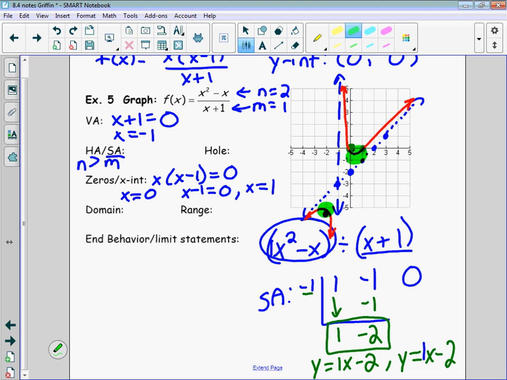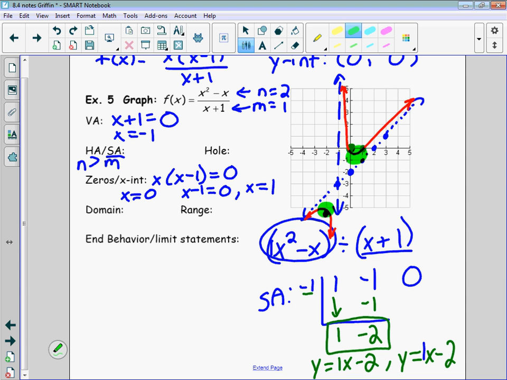We've done that. The way you do it is you hit second and the trace key. That takes you to the calculate menu, and remember where it says max and min, and you have that fun conversation with your calculator. Left bound, right bound, yes. That's how you can find those relative maxes and mins.